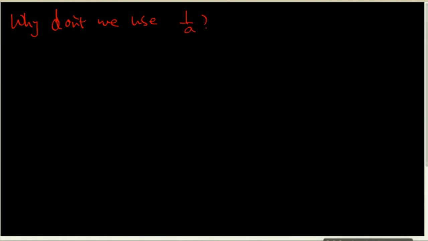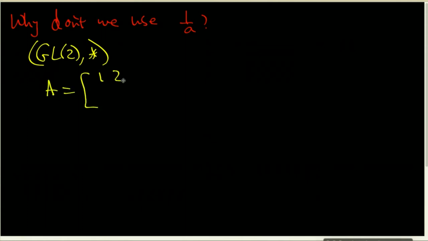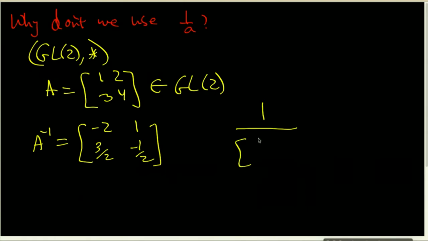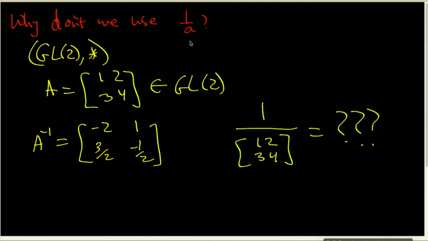Well, the easiest way of thinking about this is to think about a group like GL2 under its times. If I take a matrix like 1, 2, 3, 4, that does belong to GL2, and its inverse matrix, if you go through the inverse matrix formula, can be shown to be minus 2, 1, 3 halves, minus 1 half. And this notation makes perfectly good sense. But what would 1 over a matrix mean? That's meaningless garbage notation, and this is why we do not use fraction notation for multiplicative inverses.